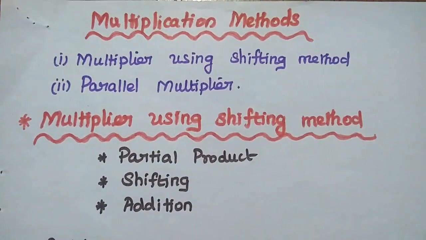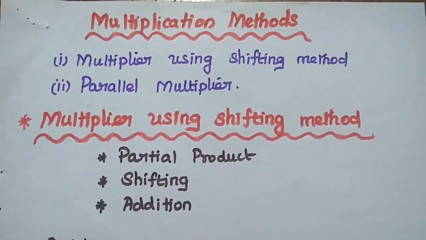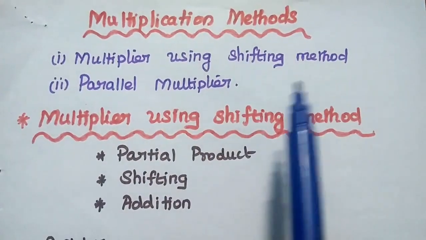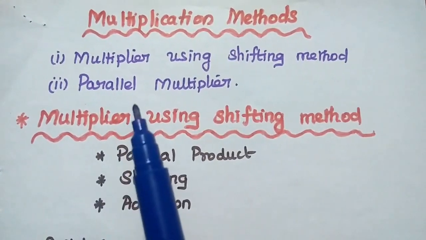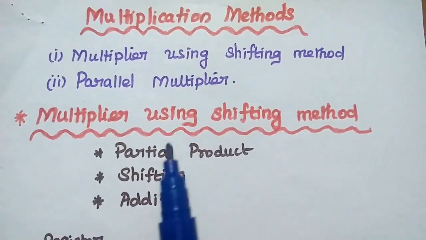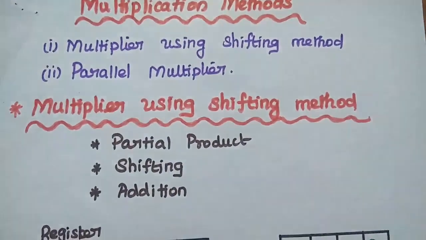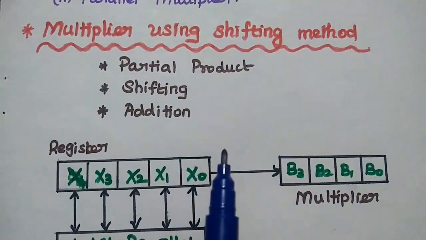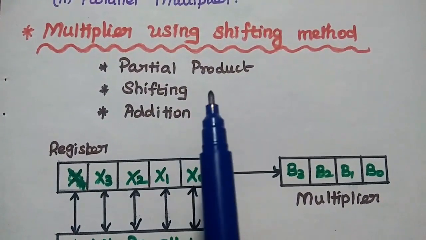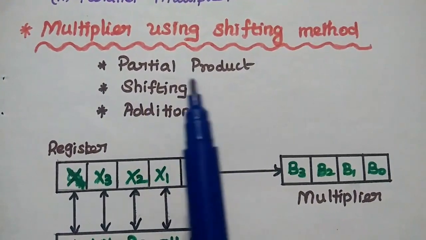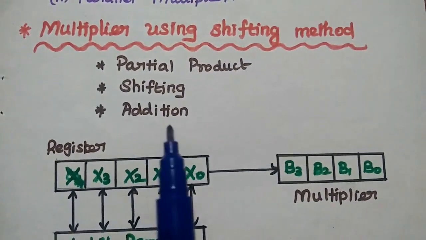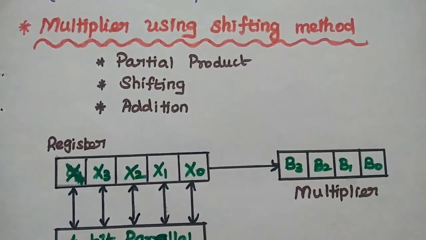There are two multiplication methods available for binary multiplier. The first one is multiplier using shifting method. The second one is parallel multiplier. Let's discuss one by one in detail. Multiplier using shifting method: in this method, we are going to follow 3 steps. The first one is partial product, then shifting, finally addition of the partial products.